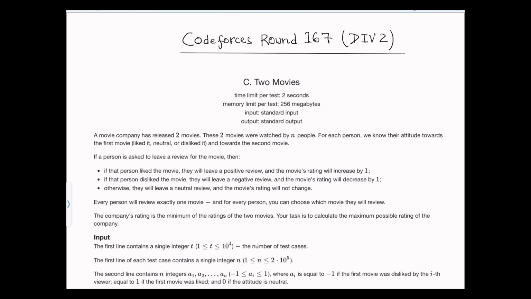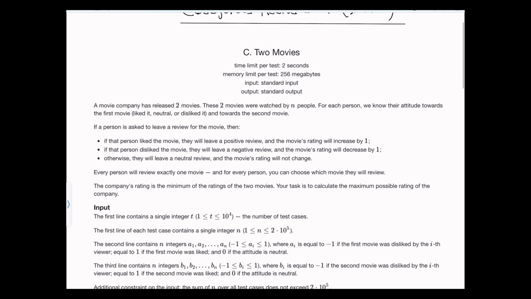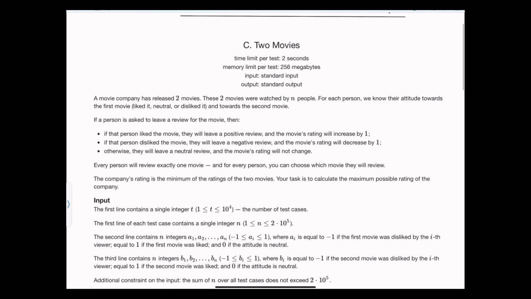Hello everyone. So today we are going to discuss question number C of the Codeforces round 167, Two Movies. There is a movie company which has released two movies, and the two movies were rated by n people. For every person, we know their attitude towards the movie, whether they liked it, whether they are neutral about it, or whether they disliked it.